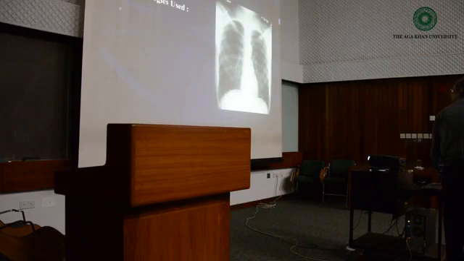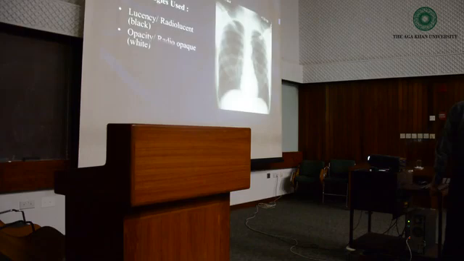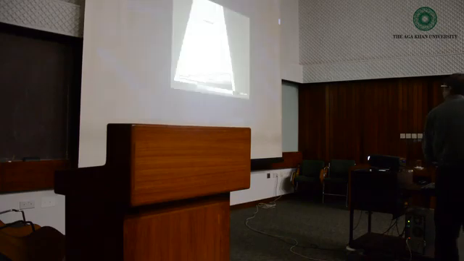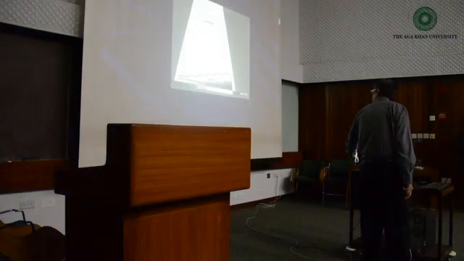So the terminologies used, I have already mentioned. Lucency is radiolucent and it is black. Opacity is radio opaque and it is white. And these are the densities. You can see the one which is more effective is white.